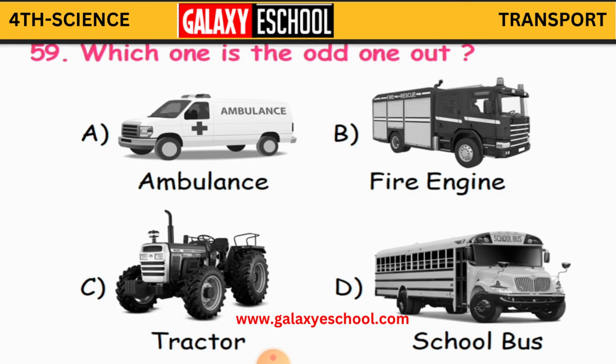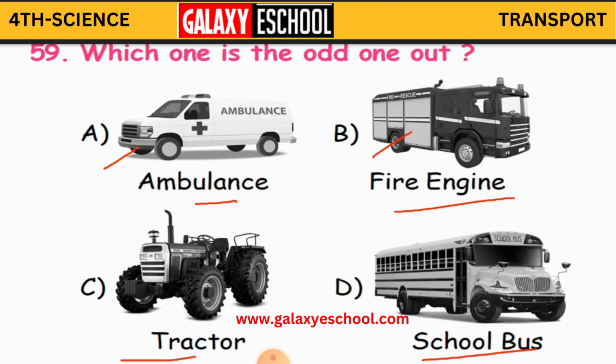Actually you have 4 vehicles here. Which is different from the others? Ambulance, fire engine, tractor and school bus. Now see here, ambulance will carry patients. Fire engines are used to put off the fire. Tractor is used for agriculture purpose and sometimes for carrying goods also, for plowing and all that.